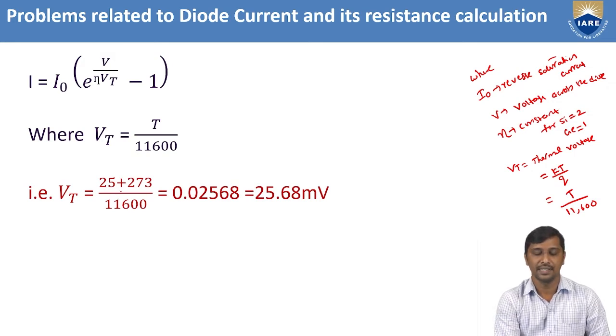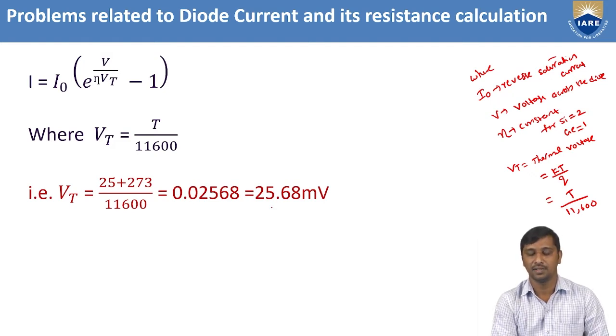So here I'm going to convert this degree centigrade to kelvin. For a given degree centigrade, we need to add 273, that converts to kelvins. So I added this 25 degrees centigrade with 273, then it becomes kelvins, divided by 11,600. This ratio, 25 plus 273 by 11,600, gives 0.0256. I represented it in millivolts, here it is 25.68 millivolts. So this is the thermal voltage with respect to your given temperature, which is 25 degrees centigrade.